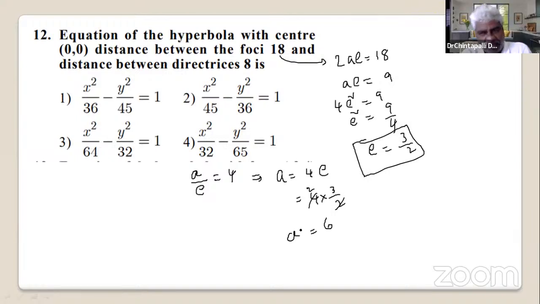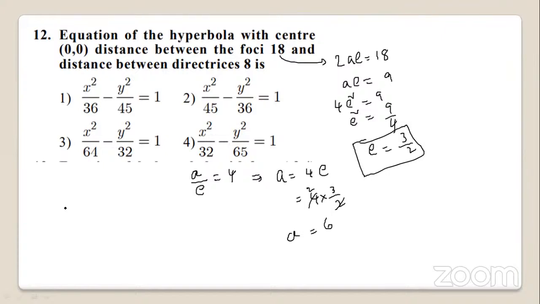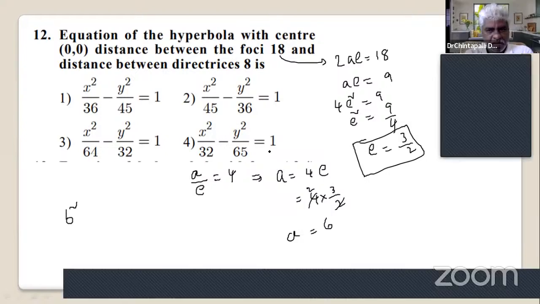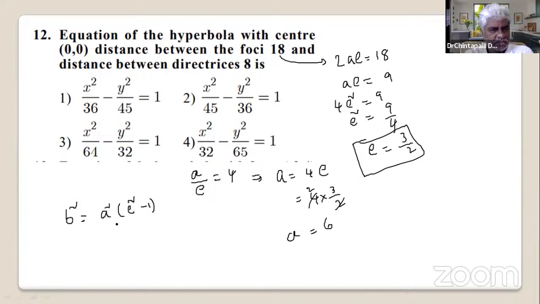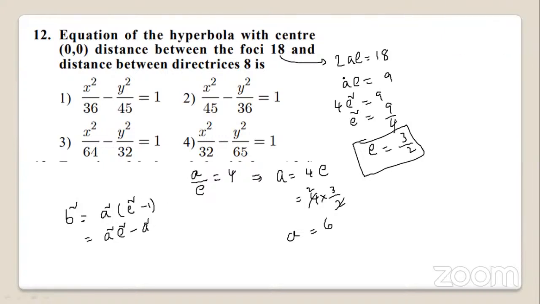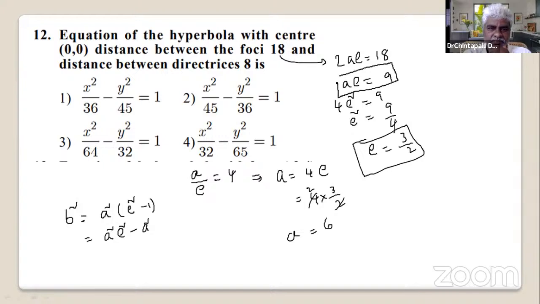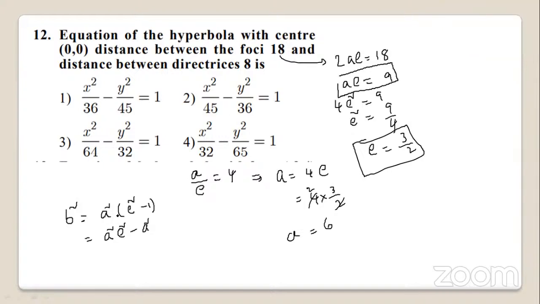How to find B? You know the formula for B square. Just now we discussed it. B square equals A square times E square minus 1, which is A square E square minus A square. What is AE? 9, sir. 9 square is 81. 81 minus 36.